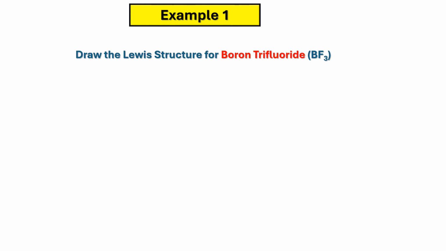Here is our first example. Draw the Lewis structure for boron trifluoride, BF3. First thing we need to do is to find the number of electrons that we have available. We use the formula group number, which is the valence electrons, times the number of atoms.